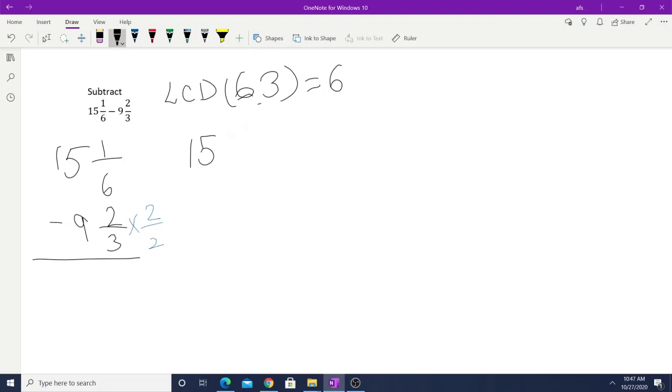So let's rewrite. I have a 15 1/6, and I am ready to subtract my equivalent fraction, which is 9 4/6. Should be able to subtract, right? Uh-oh. Not really, because I cannot subtract a 4/6 out of 1/6.